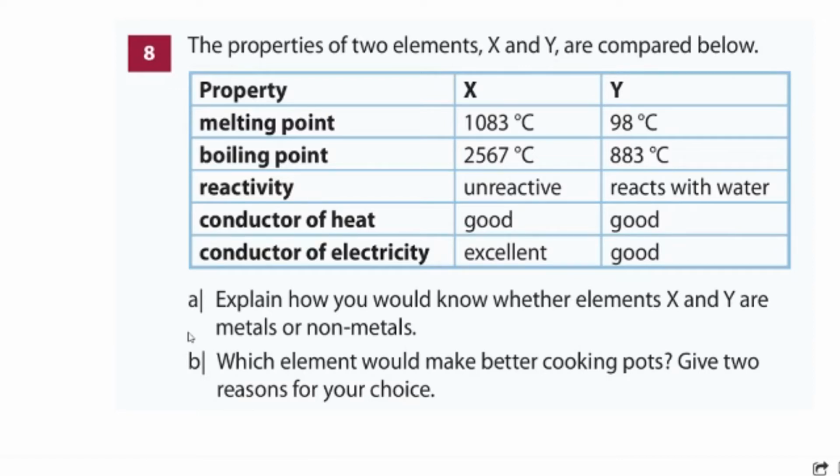But the key thing for us is, are they good conductors of electricity? And if we look at the bottom, both X and Y are excellent conductors of electricity. So therefore, we would say that, yeah, they are metals.